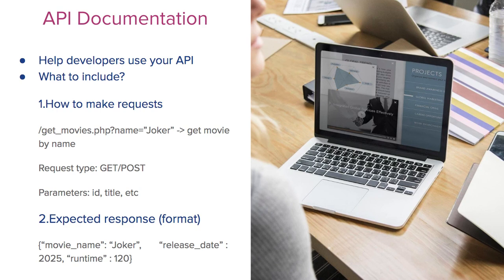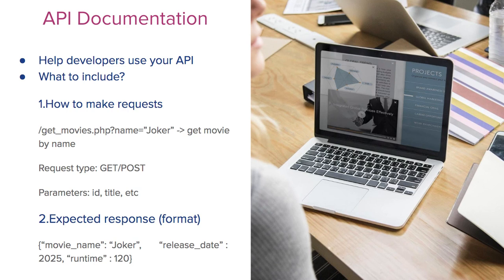And then the second thing that you need to include in the API documentation is the expected response, the format of the response. So in our case, the format was JSON, so you need to type that. And also you need to give an example. Here, for example, in this slide, we have the movie name, the key and then the value, and then the release date and the value, and then runtime and the value. This is just an example. You need to give examples and type that clearly so users don't get confused.